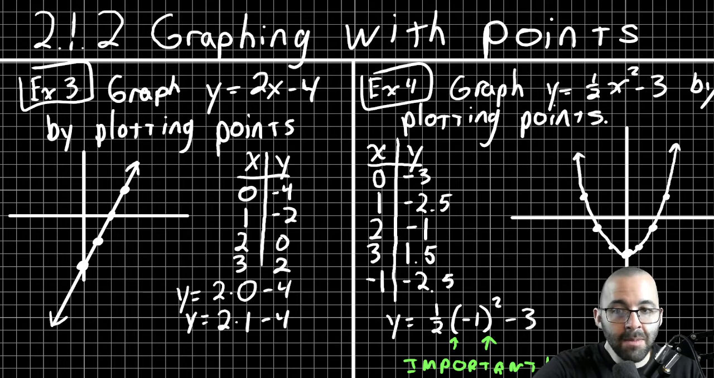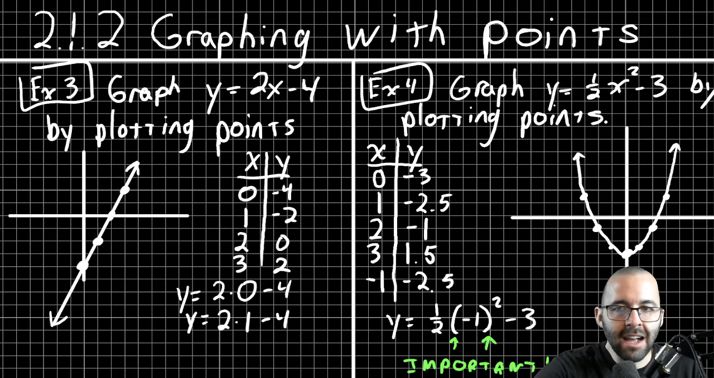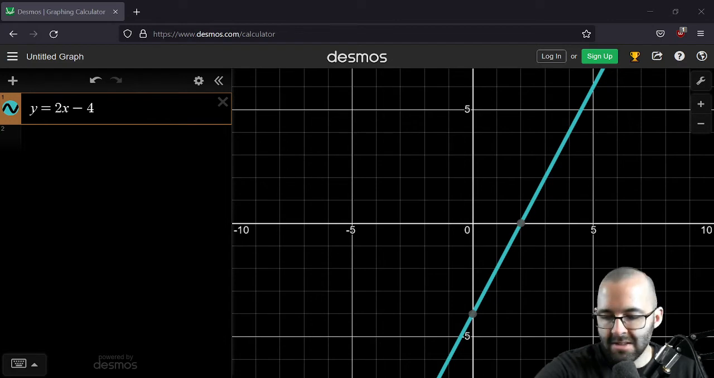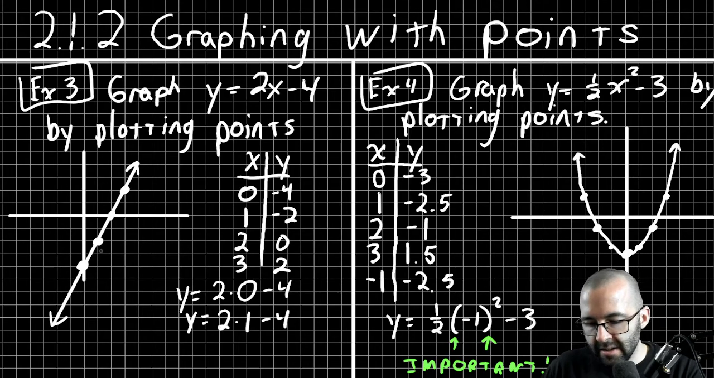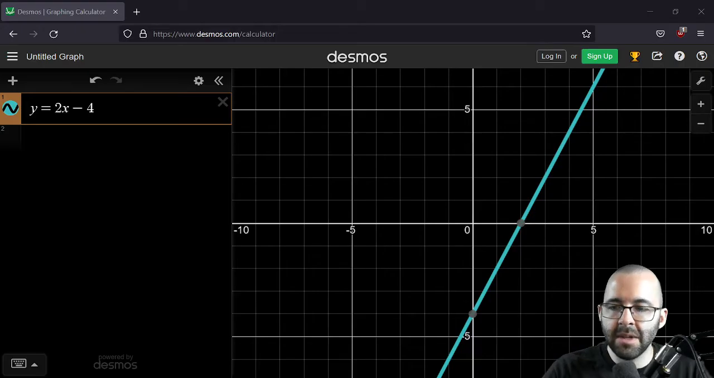Look at the y-intercept where it crosses the y-axis. That's -4. Ours is at -4. The x-intercept where it crosses the x-axis is at +2. Right? These things right here, right? This is the y-intercept. This is the x-intercept. Over there, they match, and it's a line. That's great. So now let's plot the other one, 1/2 x squared minus 3.